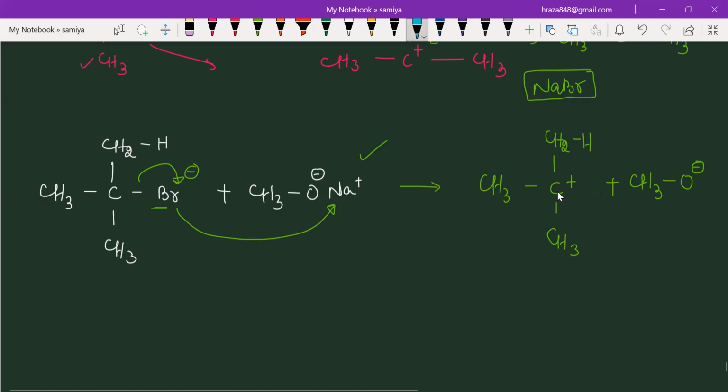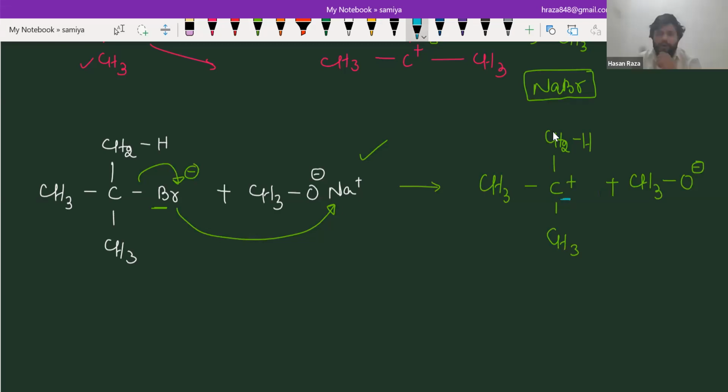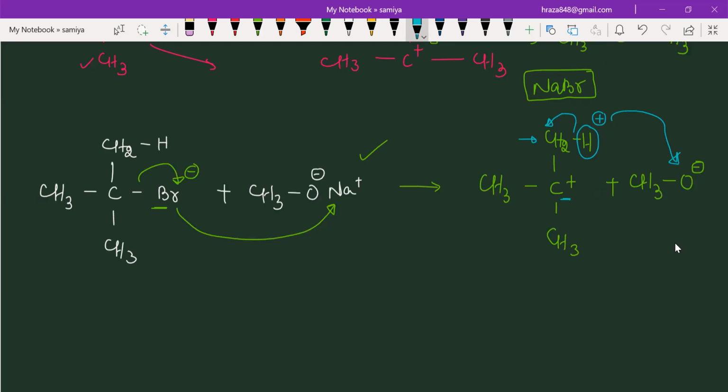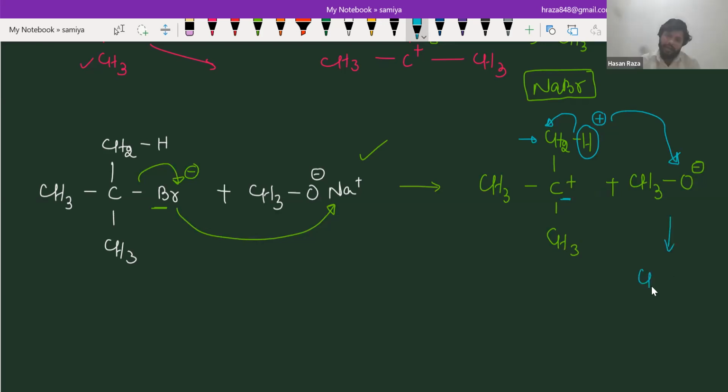Yes, sir. Now, in order to satisfy itself, what will this carbon do? Carbon will take electron from hydrogen, so this hydrogen will be in the form of H plus. So this plus will go to this part. Are you getting my point? Okay, sir. So this part will become alcohol, CH3OH, and be eliminated. Now what we are left with is basically CH3 and then C, and there is CH3 and a positive charge and there is CH2 minus.